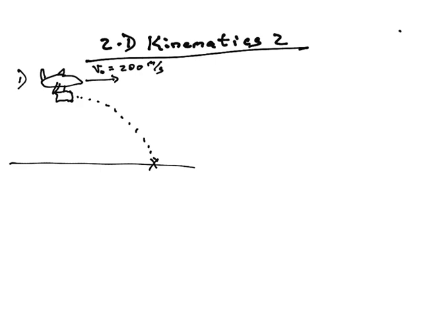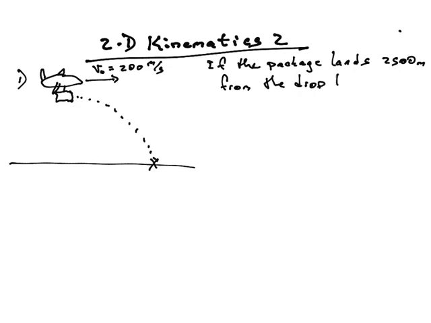The question says this: if the package lands, let's say 2,500 meters from the drop location, that is to say, from when the plane first drops it, this point, to when it hits the ground, that point, the total distance traveled horizontally by this box, by this package, is 2,500 meters.